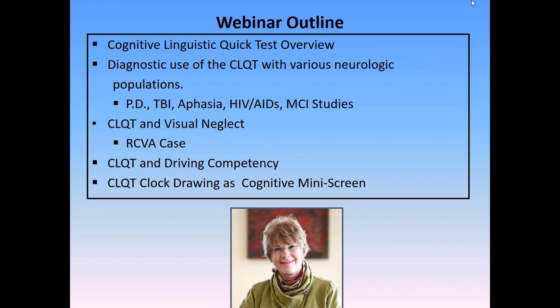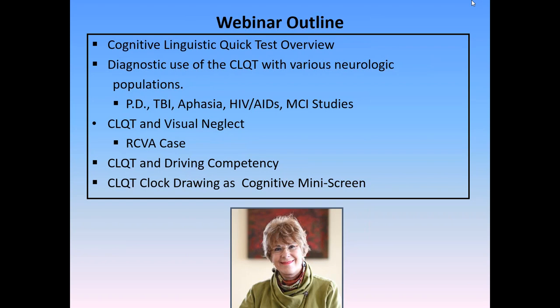And I've given you a little outline of the webinar, and we'll take it from this outline and present on the following subtopics. First, I'm going to do a little overview of the CLQT, and then we'll get into some diagnostic uses of the CLQT with various neurological populations. The ones I'm going to speak of today are Parkinson's disease, traumatic brain injury, aphasia, usually associated with the left hemisphere stroke, use of the CLQT with HIV/AIDS, and with mild cognitive impairment, which is a growing topic of interest in our fields.